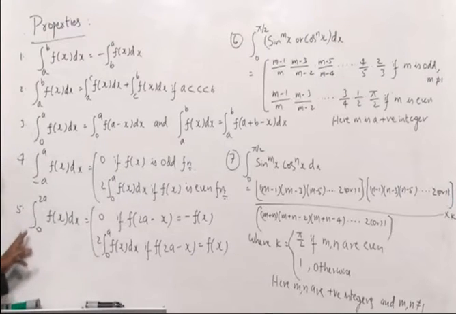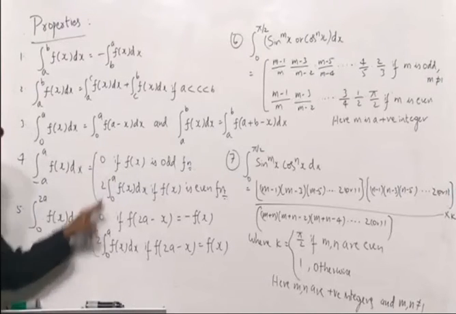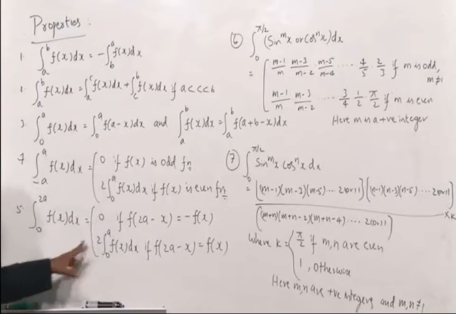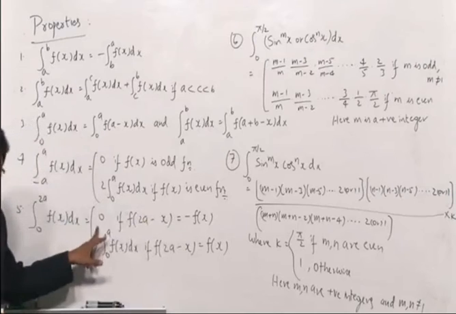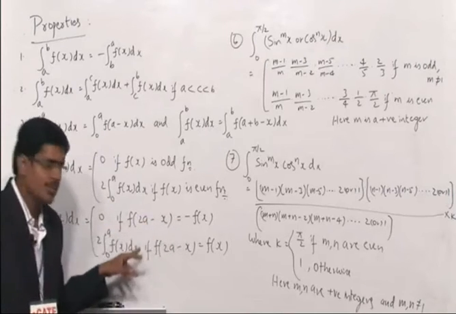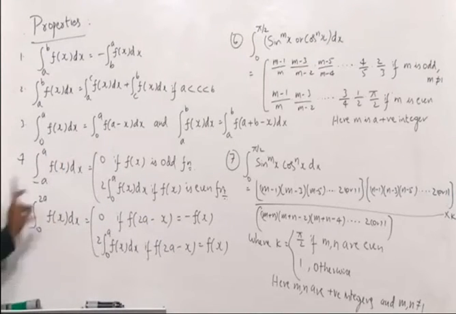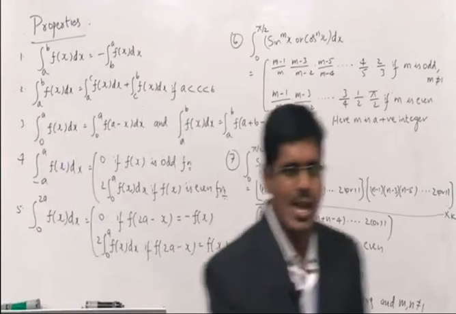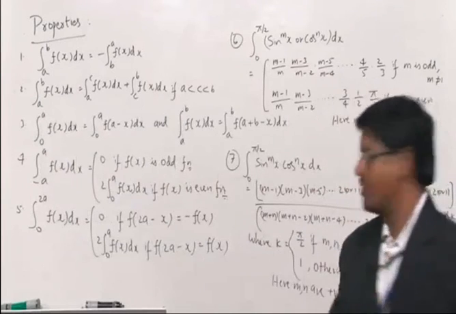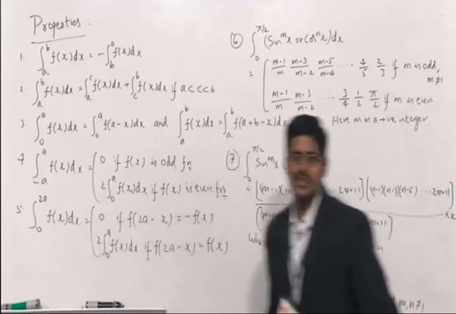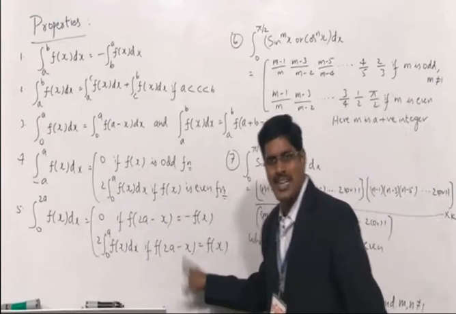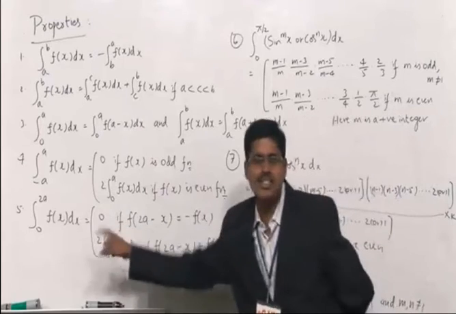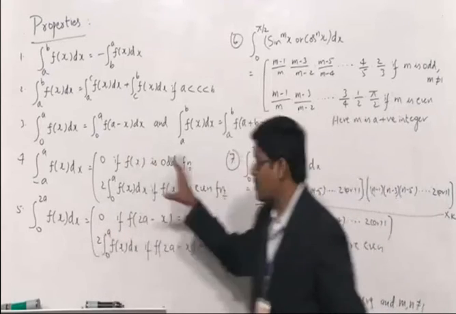Next, the fifth one, integral from 0 to 2a of f(x) dx. It has the same two answers as above, case 1 and case 2, but the procedure is slightly different. Here, to get the answer 0, what do we have to prove? In the given function f(x), x is replaced by the upper limit 2a minus x. Simplify. If you get −f(x), then the integration is 0. After replacing x by 2a − x, if you get the given f(x), then your answer is 2 times integral from 0 to a. Same answers, but the procedure is different.